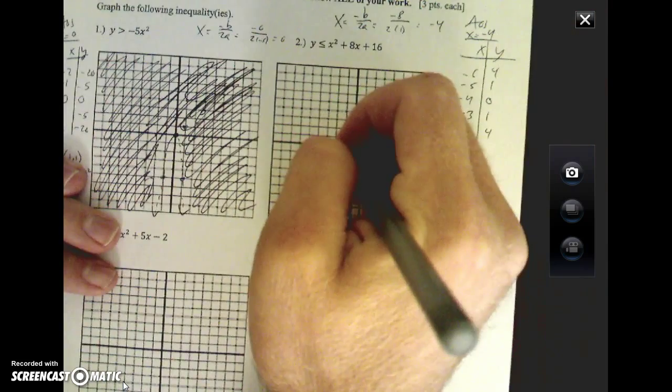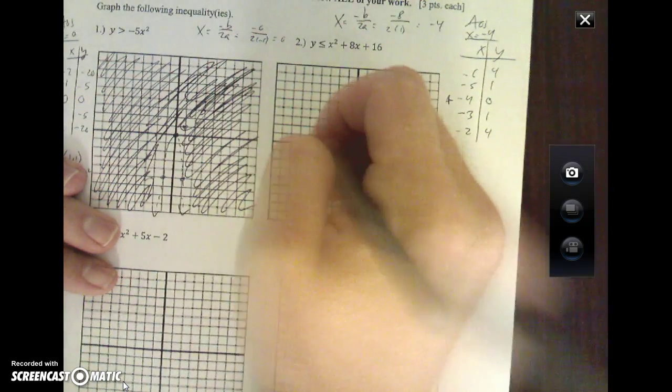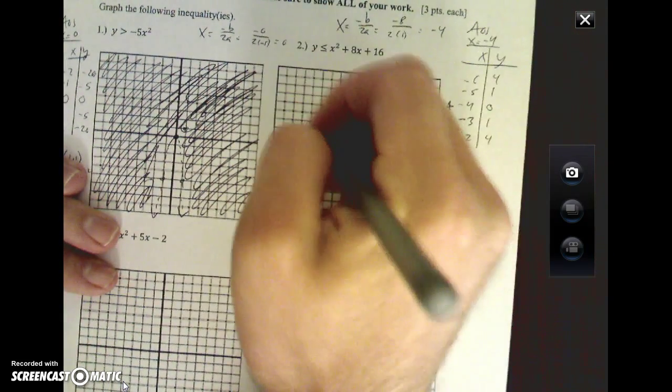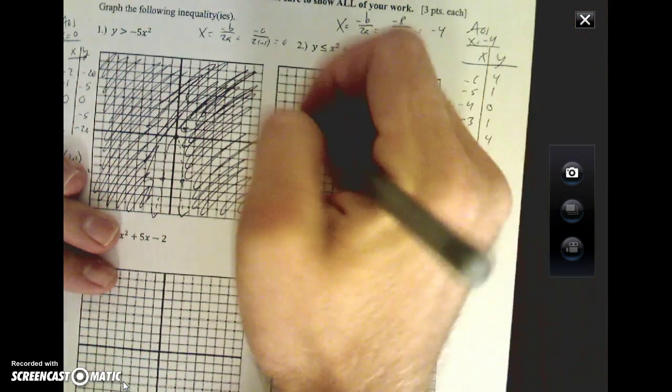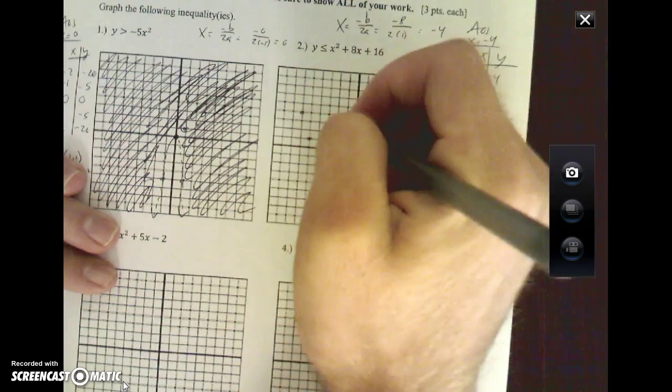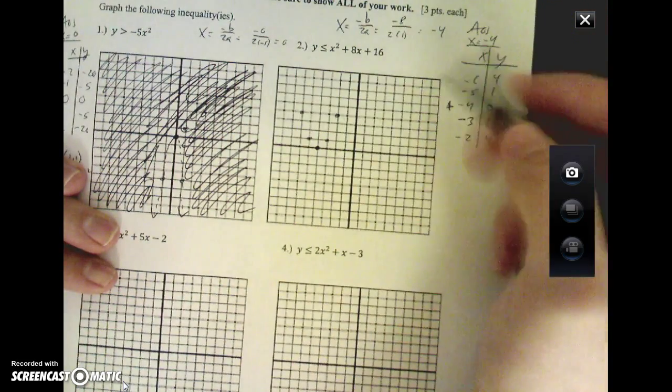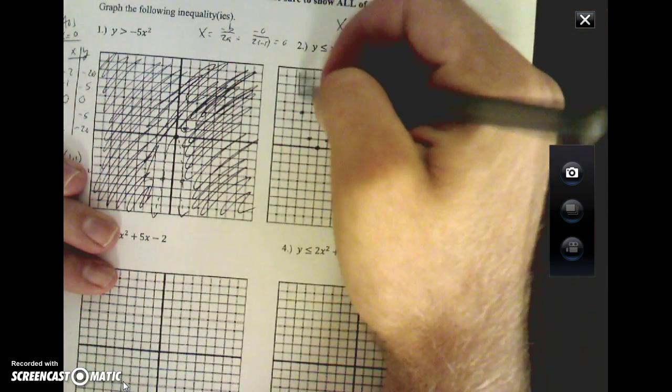Negative 4, 0 is back here. 2, 4. Then we got negative 3, 1. Negative 5, 1. And negative 6, 4. And negative 2, 4. Alright, this is less than or equal to, so I can make a solid line for this one.